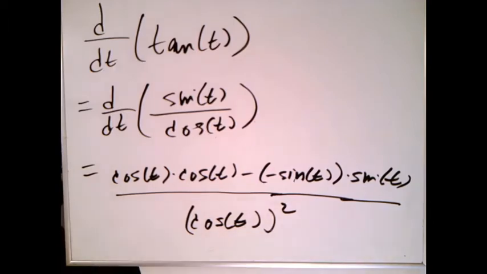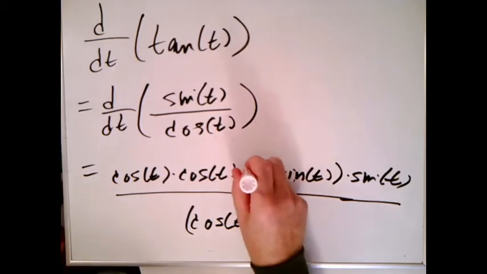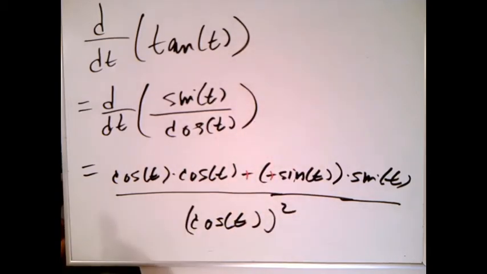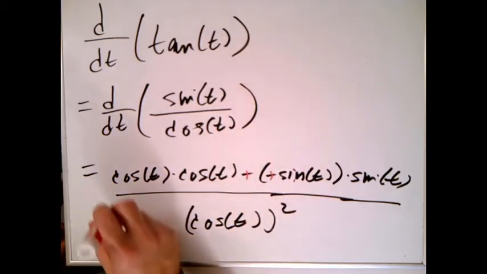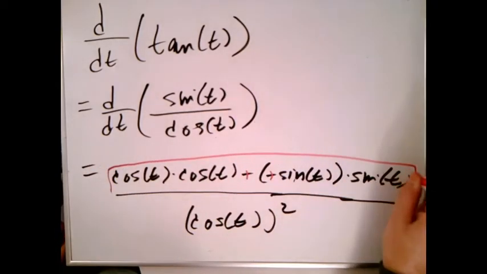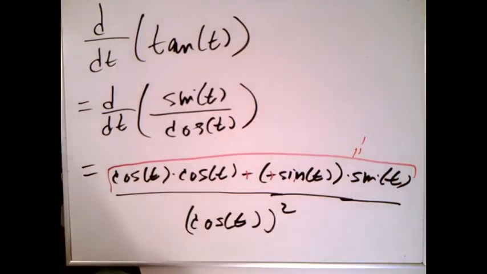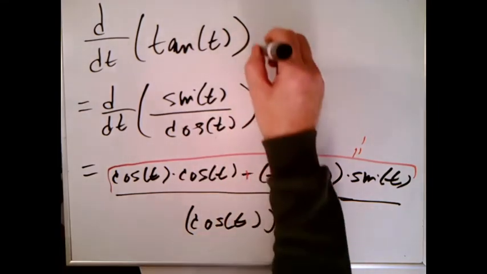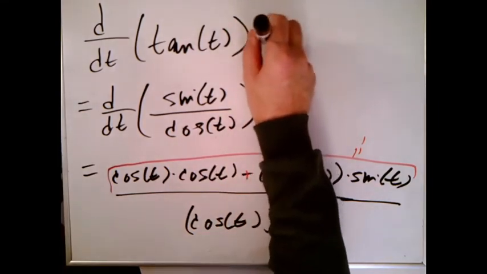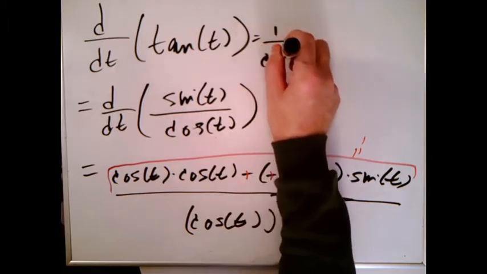Now, what can we do? Well, notice that this minus sign and this minus sign cancel. And notice that the whole top now is just cosine squared plus sine squared. So the whole top is just 1. So what we get is that the derivative of tangent is 1 over cosine squared. And half the books in the country want you to write it exactly like that.